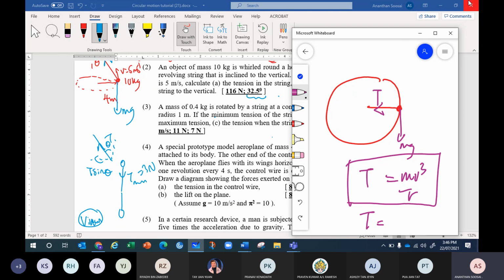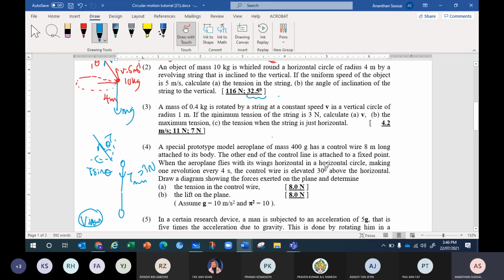Okay. Any questions, guys? Number 3. Okay. Good answer. Okay, let's go to a little more challenging one. You can do number 4. You are quite good in circular motion. Number 4. Okay, number 4. Read the question. Try to get some idea. Try to imagine how the system looks like.